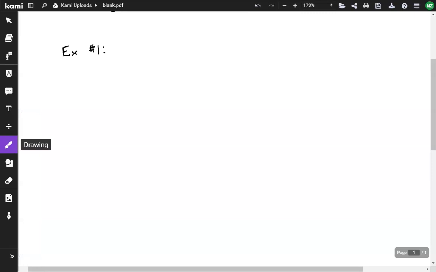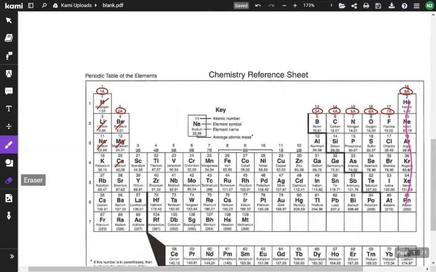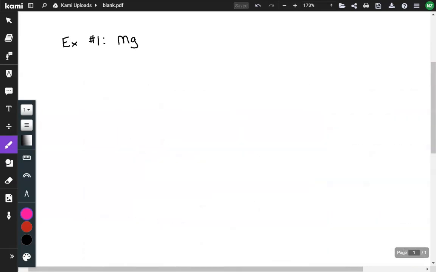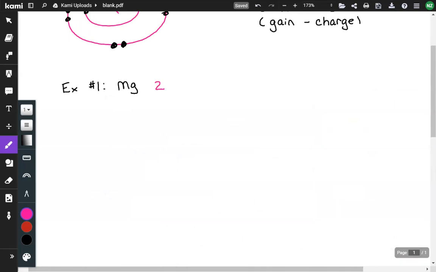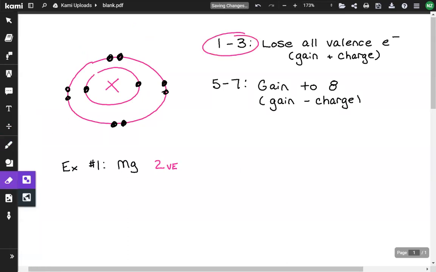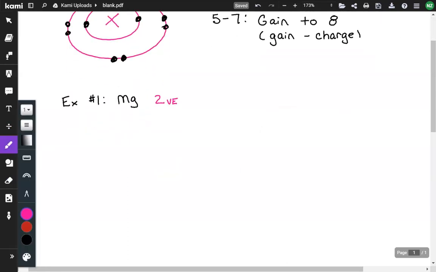Let's do magnesium. Okay, so magnesium on our periodic table is right here. Magnesium is in group 2A, so it has 2 valence electrons. It falls in the range of 1 to 3, so it is going to lose those. If it loses 2 valence electrons, it now has 2 more protons than electrons, so it will have a +2 charge.